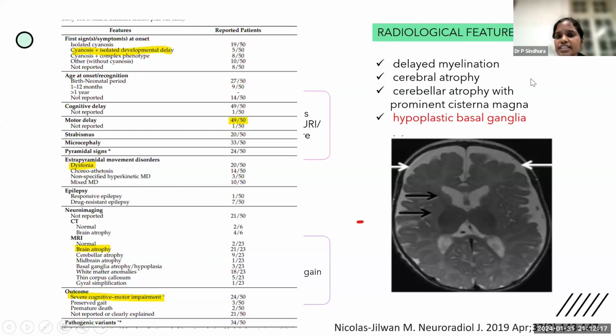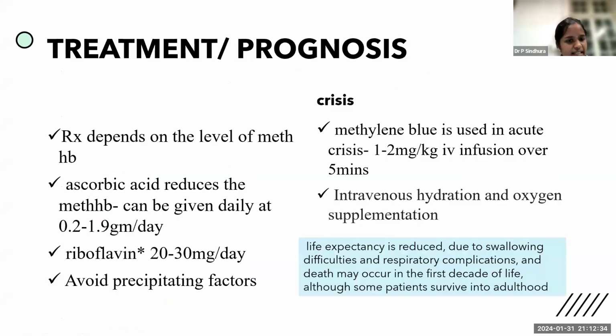So coming to the radiological features, there can be delayed myelination, cerebral atrophy, and cerebellar atrophy. Probably this hypoplastic basal ganglia is a new finding, but there was one case report which also showed similar findings. So for treatment, we give ascorbic acid, riboflavin, and also we avoid precipitating factors.